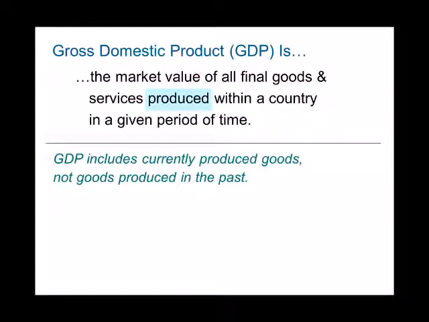GDP only includes currently produced goods, but not goods produced in the past. So for example, if you bought a home today that is a brand new home that was built in the current year, then it will be part of this year's GDP. But if you bought a home that was built, let's say, in 1995 or 1980, that was included in 1980's GDP. So those things are not part of this year's GDP. If you bought a certified pre-owned car or a used car this year, that's not part of this year's GDP. That was part of the GDP when it was produced. But if you bought a brand new car, then it's part of this year's GDP.